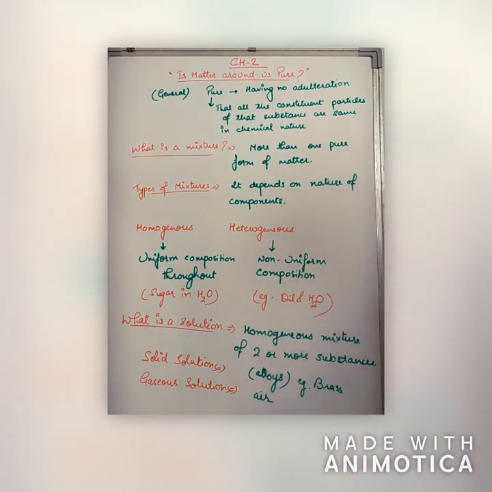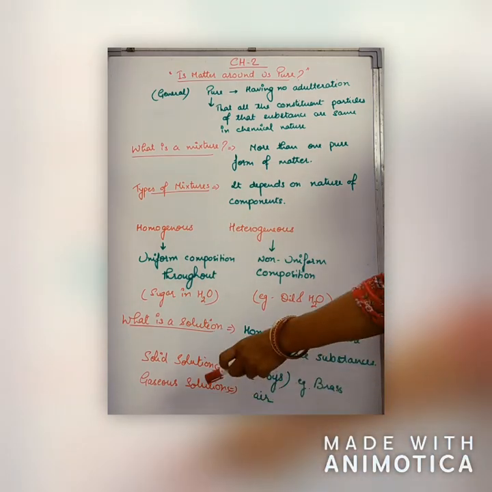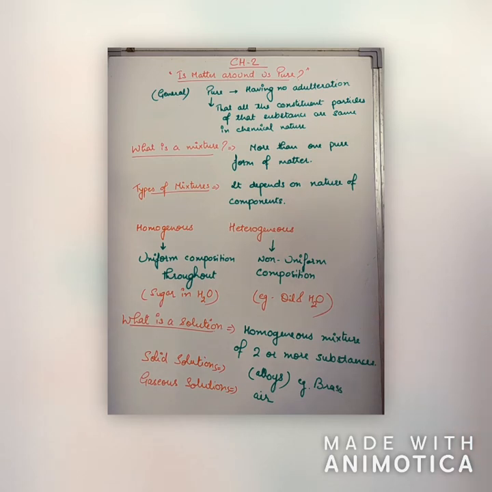What do you mean by solid solutions? Solid solutions means alloys. Have you ever heard this term alloys? Alloys are nothing but a combination of two solid substances. Here I have given you one example, brass. Brass is a combination of copper and zinc. In the same way, for a gaseous solution you can take air. Air is a gaseous solution where a number of gases are present in different percentages. So that is all about the solution. A solution is a homogeneous mixture of two or more substances.